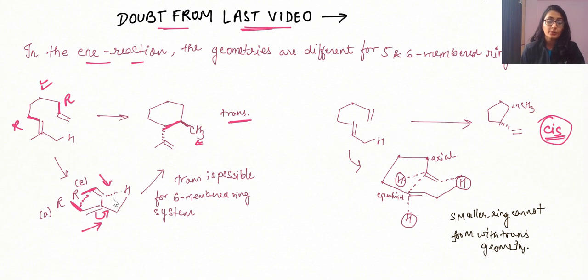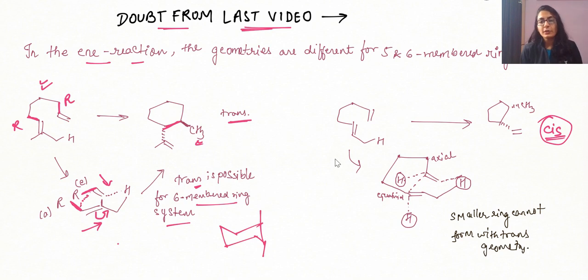So we see from here very clearly, look, this is going below the plane, isn't it? This is going below the plane, this is going above the plane. So we see very clearly that the geometry here is trans. And guys, the trans geometry is possible for a 6-membered ring system because this molecule can exist in a chair conformation, isn't it? And it is stable as a chair conformation, so cis and trans are possible for it.